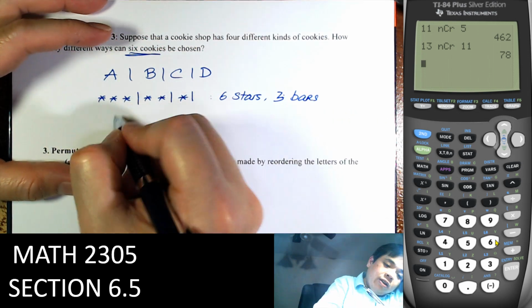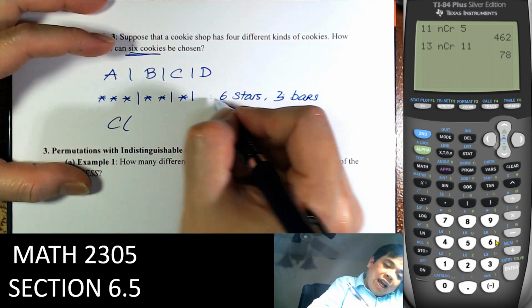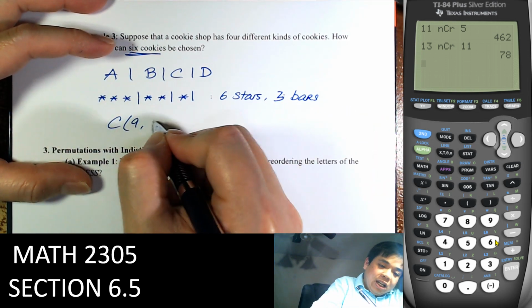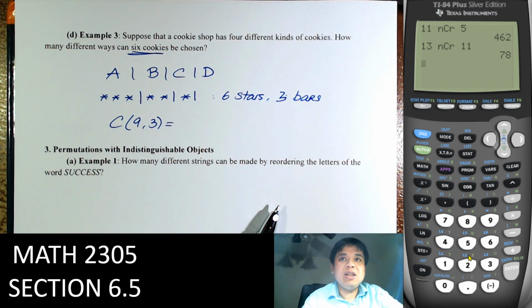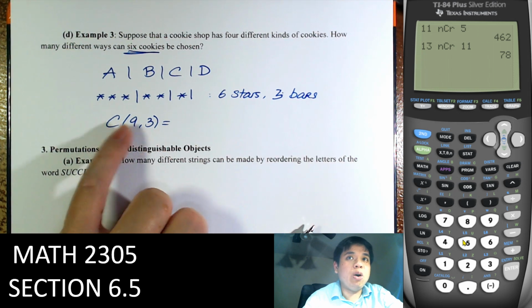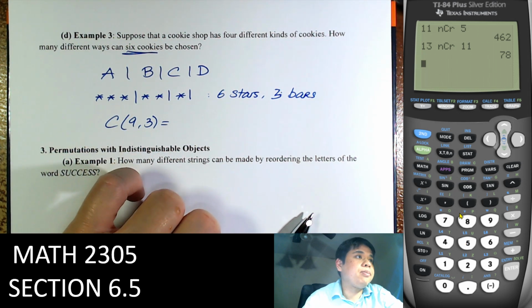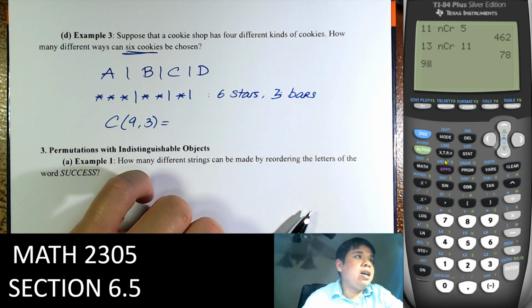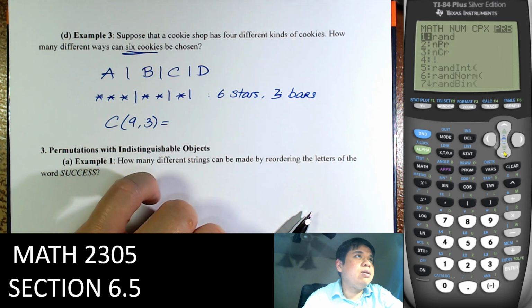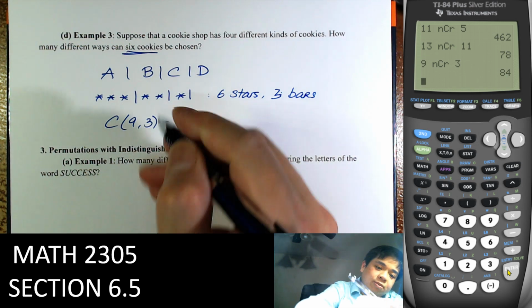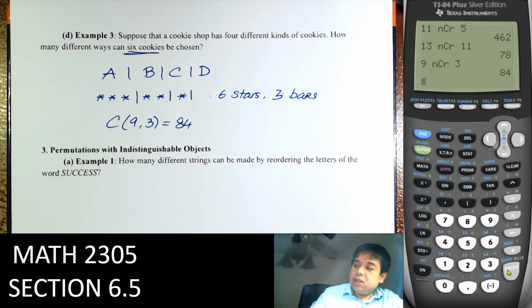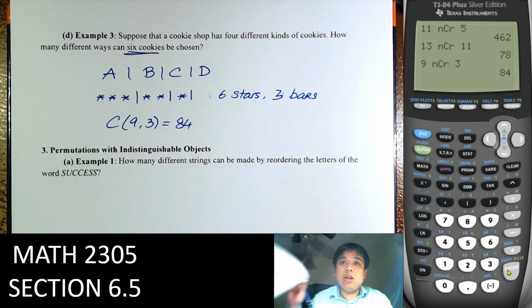So here we have a combination of 9 objects total, and either 3 bars or 6 stars, it doesn't matter. C(9,3) or C(9,6). We said 9 choose 3, right, is 84. So that is a combination where repetition is allowed.